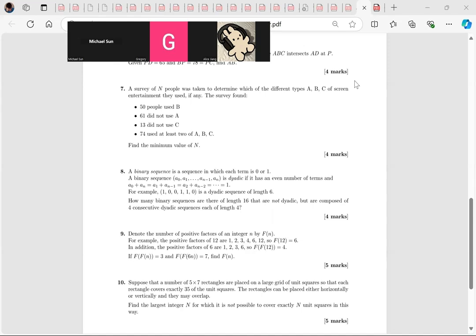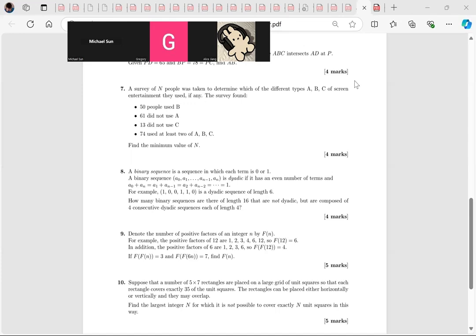Okay? Suppose that a number of 5 by 7 rectangles are placed on a large grid of unit squares so that each rectangle covers exactly 35 of the unit squares. The rectangles can be placed either horizontally or vertically, and they may overlap. Find the largest integer n for which it is not possible to cover exactly n unit squares in this way.